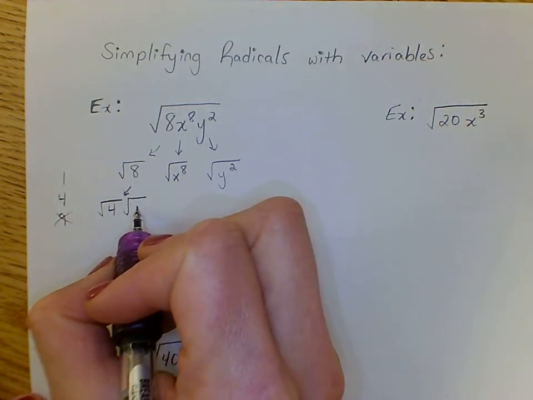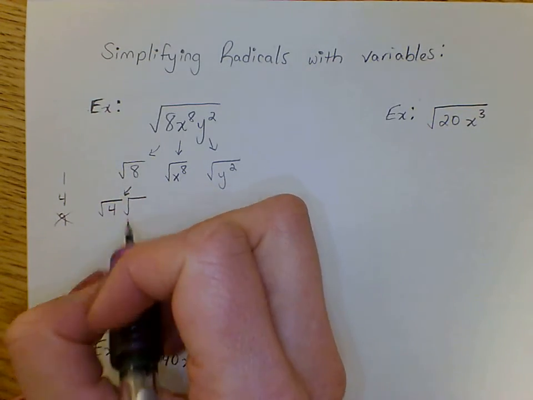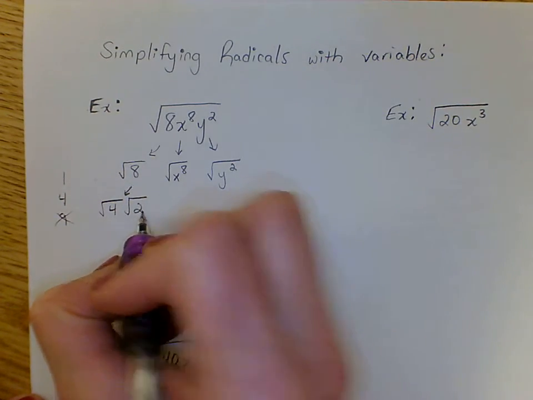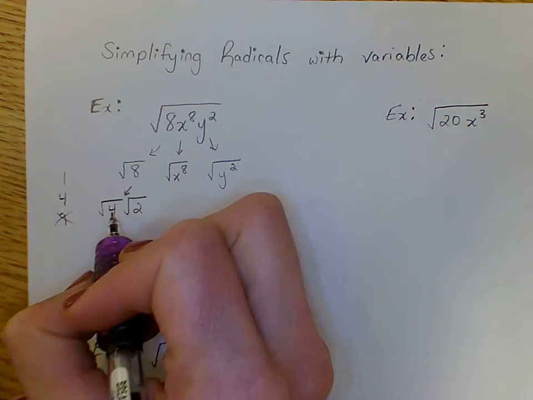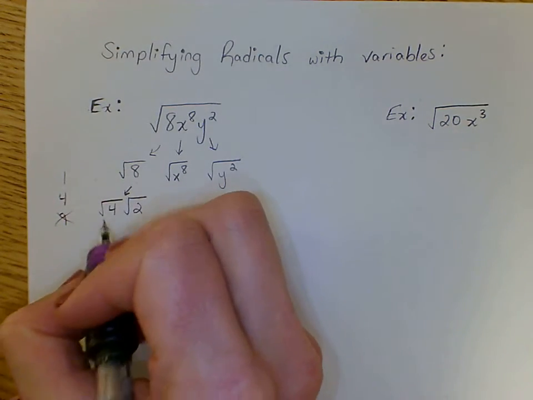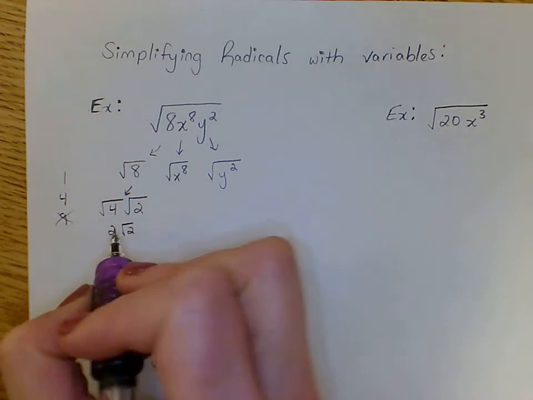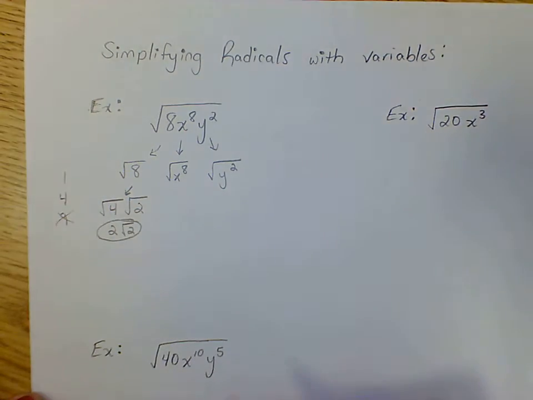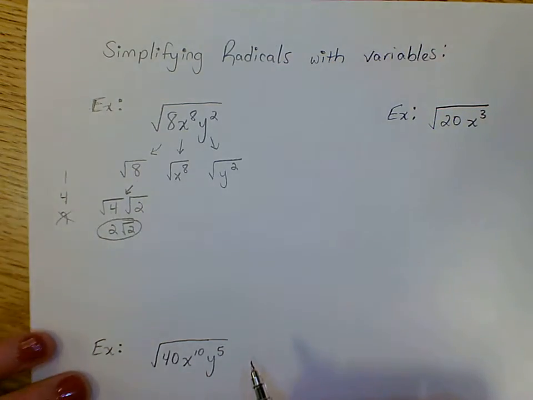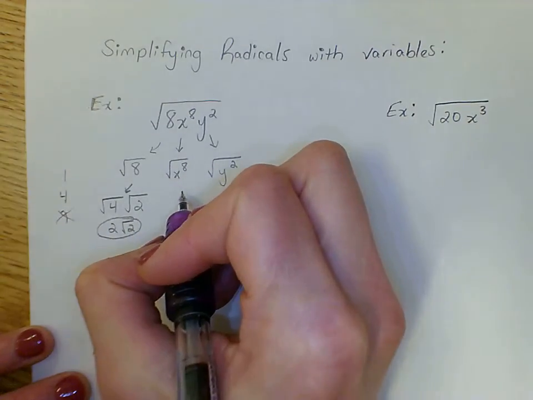And then you ask yourself, okay, what times 4 gives me 8? And that would be 2. So there we go. Then you simplify. You've got the square root of 4, which is 2, and then you've got the square root of 2, which you can't simplify without getting a decimal. So that is what you get for the square root of 8. Okay, so now you deal with your variables.